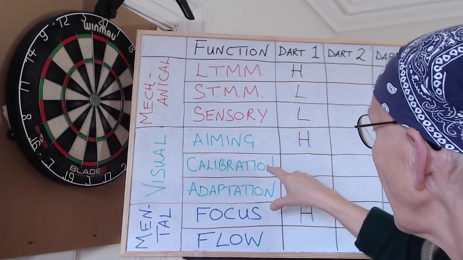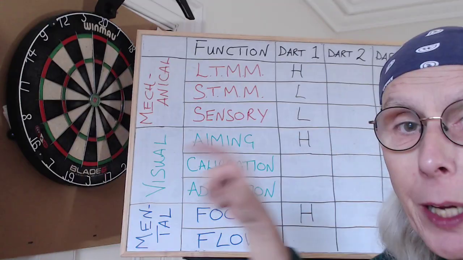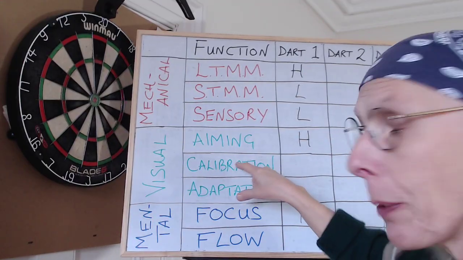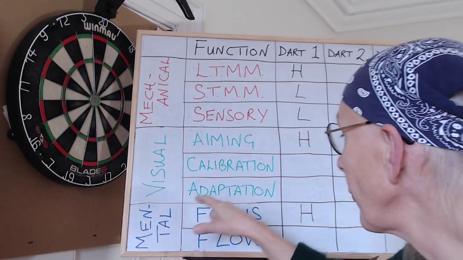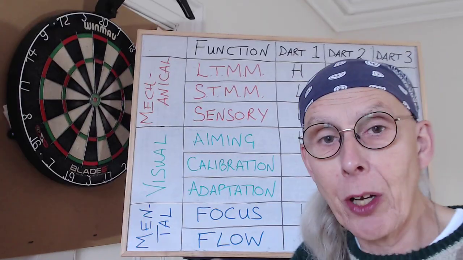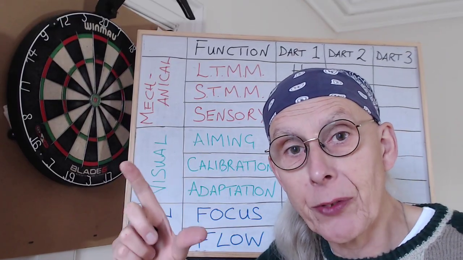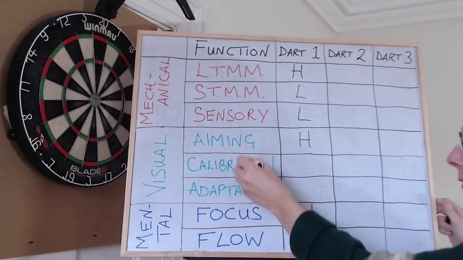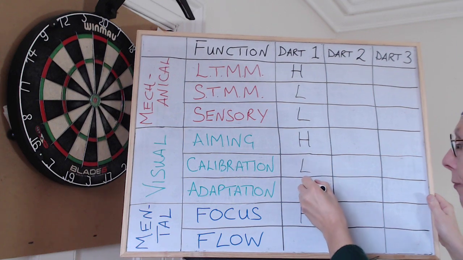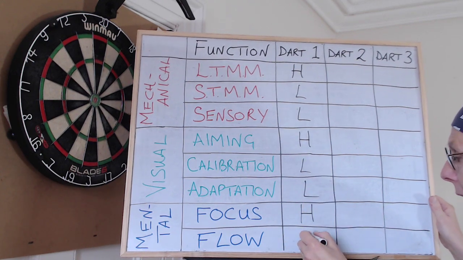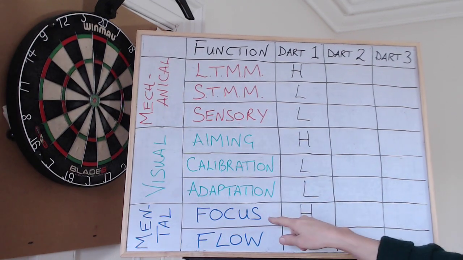Likewise with the visual, because you're throwing at a blank board, there's no calibration going on and there's no adaptation, the adaptation of having to adjust to something you've never seen before. So these are both very, very low, essentially off really. And as I said, you're not really in a flow state, you're in a focus state at that point.